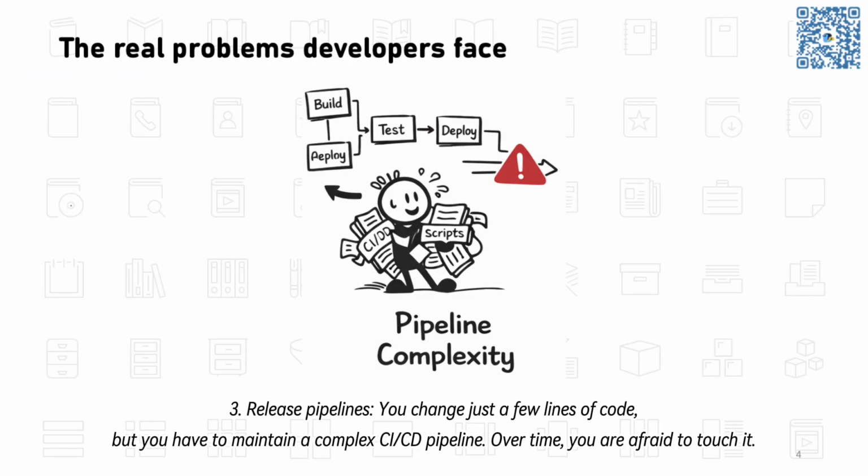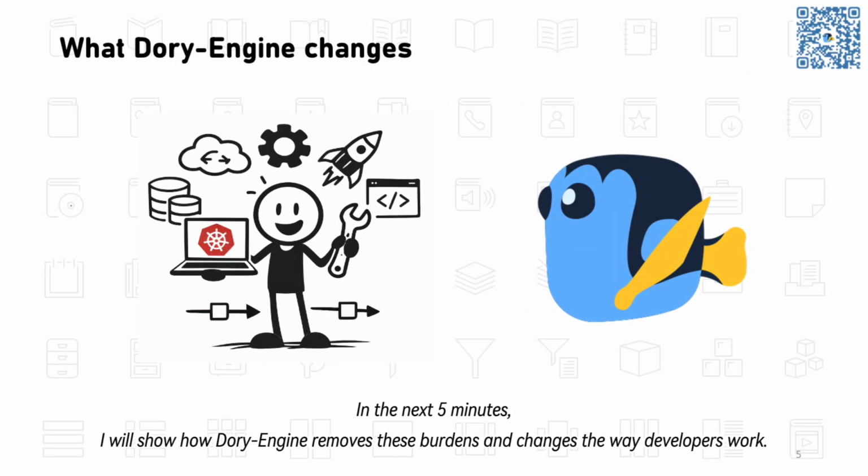3. Release pipelines. You change just a few lines of code, but you have to maintain a complex CI/CD pipeline. Over time, you are afraid to touch it. In the next 5 minutes, I will show how Dory-Engine removes these burdens and changes the way developers work.